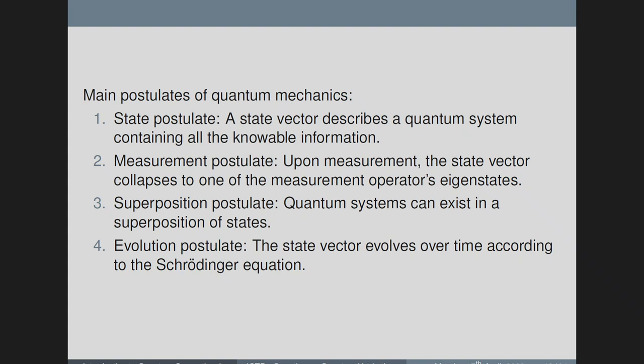So you know that there's the state postulate. A vector describes a quantum system. You have the measurement postulate, right? Until you measure something, I don't really know which state your system is in. It has to collapse. There's a superposition postulate. I just talked about it: the quantum system exists in a superposition state of 0 and 1. And then you have this evolution postulate, that your quantum state evolves over time, right? We typically use the Schrodinger equation to describe that.